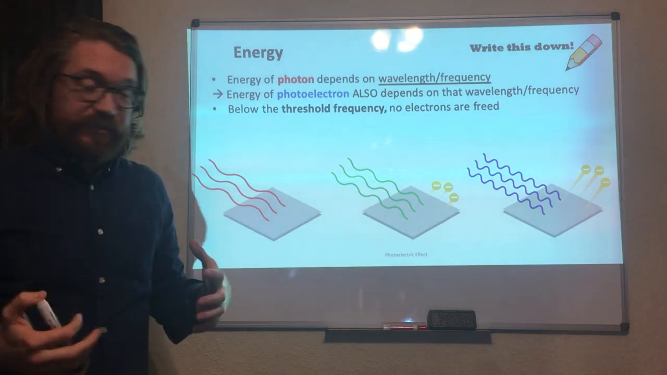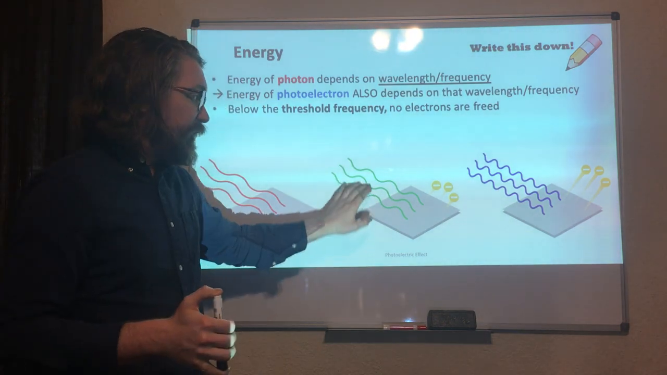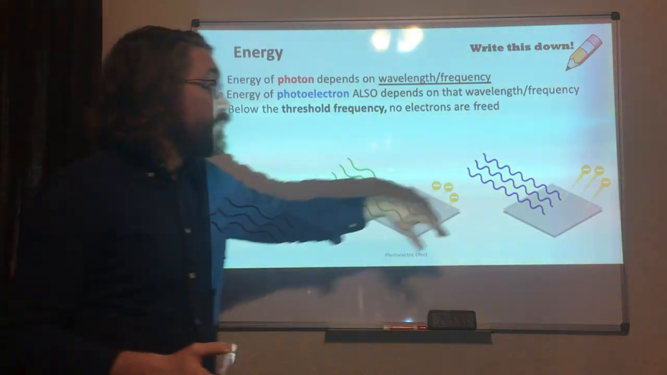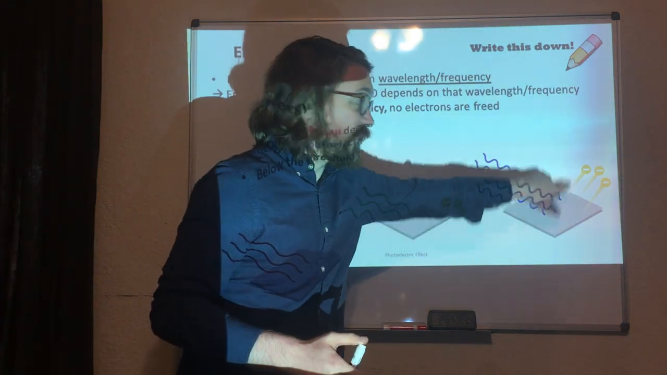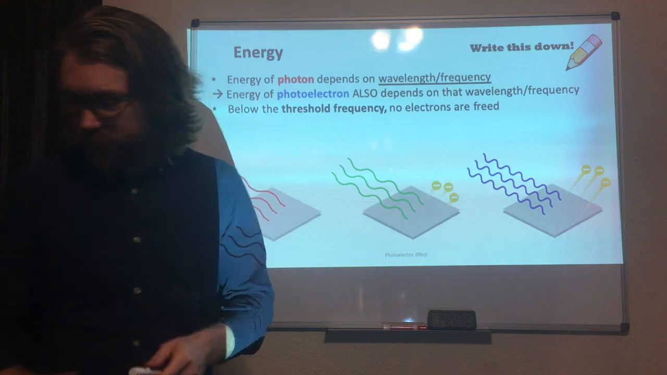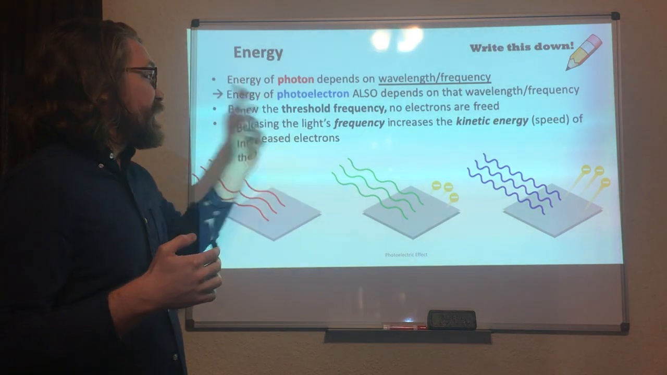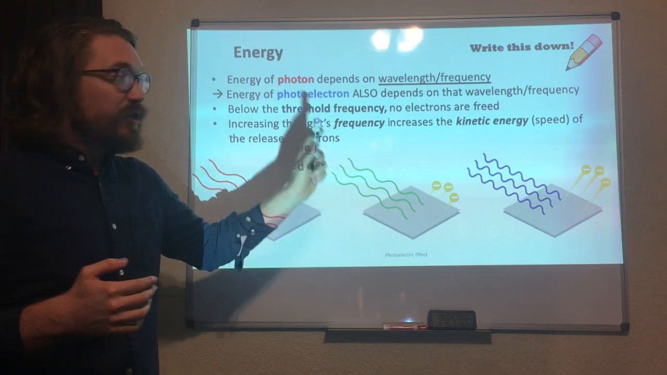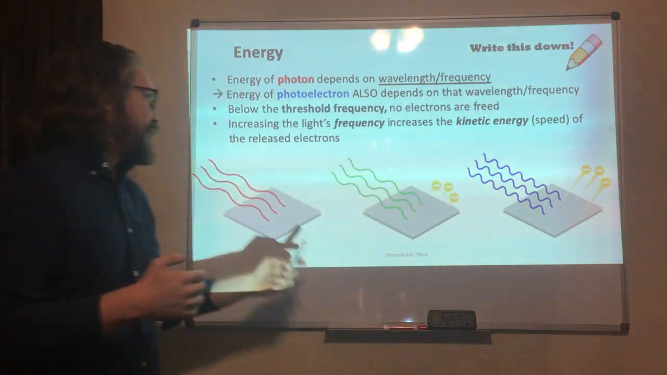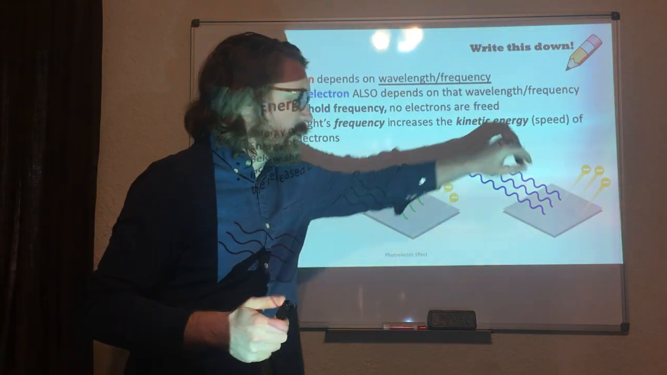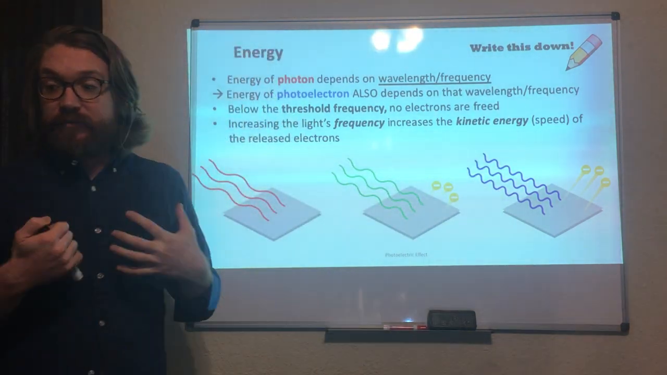And we can see the difference here as we go up that scale. So green light will release the electrons, right? But they're going pretty slow. Blue light not only releases electrons, but now they're moving even faster. So what we got to see is that as you increase the light's frequency, you increase the kinetic energy of the released electrons, the photoelectrons, okay? Remember, kinetic energy just means speed.